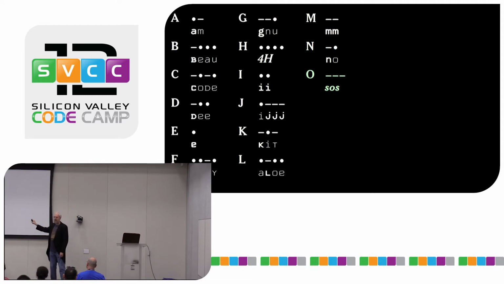Remember O from the SOS, it's 3 dashes. P. So next week, we're going to the P Expo, where they're going to announce a new mnemonic for remembering the letter P. Very excited about that.